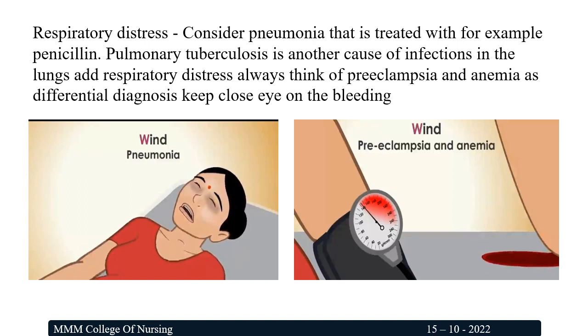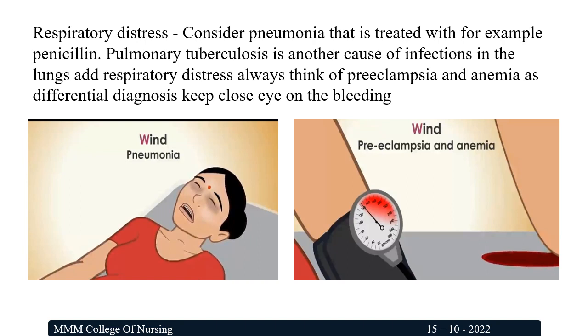So if you suspect the fever is caused by the wind, that is either an upper airway infection or a lower airway infection, okay, URI or LRI, you have to consider pneumonia or pulmonary tuberculosis, okay, and according to the infection, you have to treat the patient. Also, you have to think of preeclampsia and anemia. In this case also the mother will be having breathing difficulty. Okay, respiratory distress will be there. And if you suspect preeclampsia or anemia, you have to keep an eye on the bleeding, because in both these cases, the bleeding will be more.